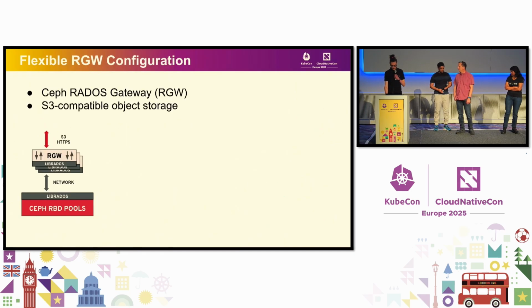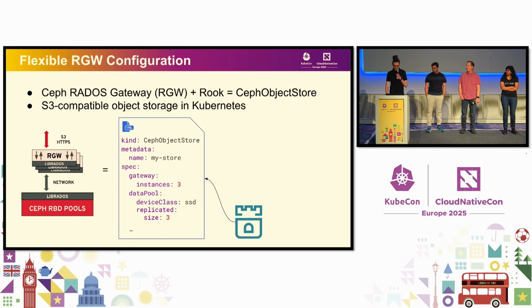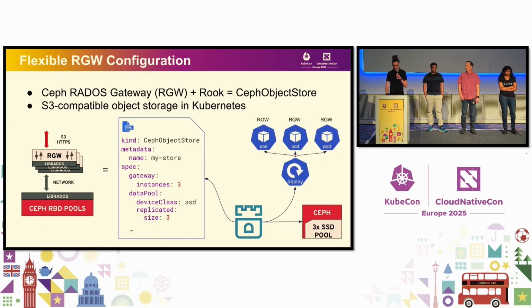Object storage. Ceph implements object storage in the Rados Gateway application, or RGW. RGW is a web server implementing S3 and Swift protocols and using Ceph as a storage layer. In a simple case, the user defines a Ceph object store custom resource with the desired number of RGW instances and parameters for Ceph pools, and Rook will create the pools in Ceph and the RGW deployment in Kubernetes.